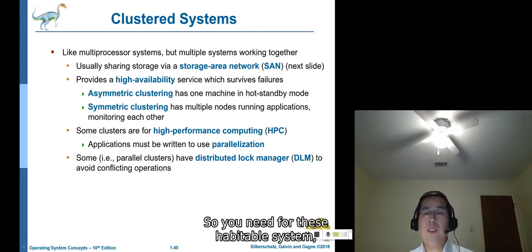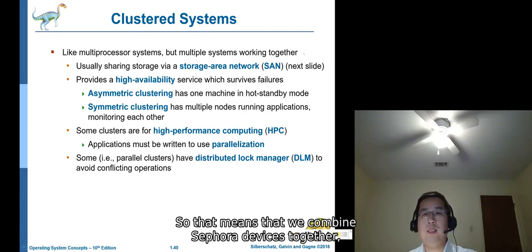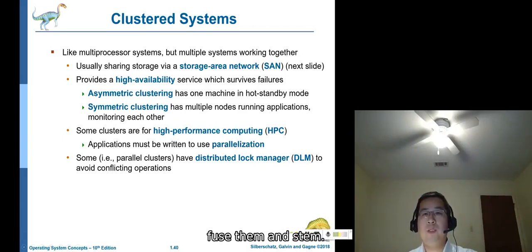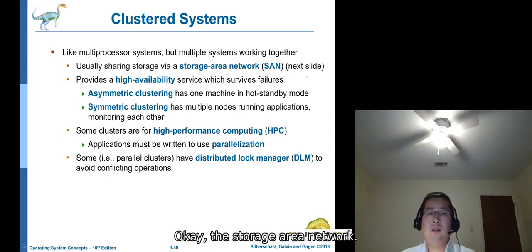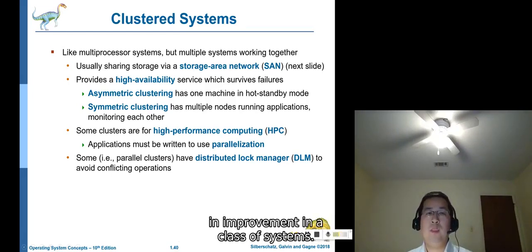So usually for this type of system, we need to use shared storage. It's very possible because maybe you need to process a lot of data. So rather than each computer system having its own storage system, which is not good for data sharing and data communication, we can have a storage area network. That means we combine several devices together, fuse them as a SAN. We'll explain this one in the next slide. Okay, the storage area network. This will help a lot in improving the cluster systems.